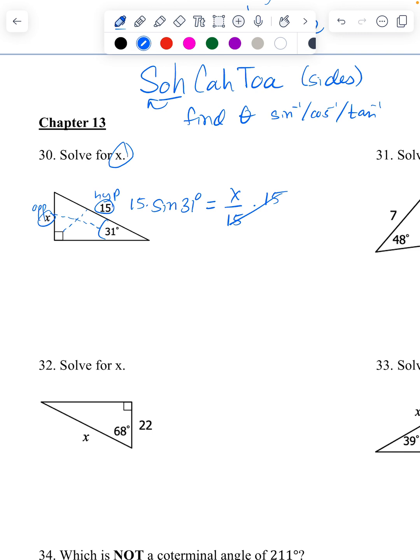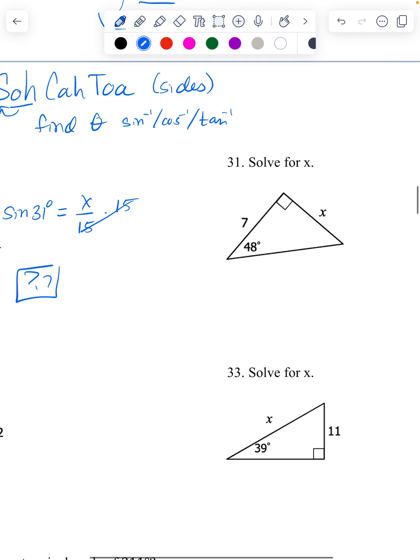So I'm going to do the same thing. I am in degree mode. Okay, so 15 times the sine of 31, I get 7.7-ish. And keep in mind it would be multiple choice.